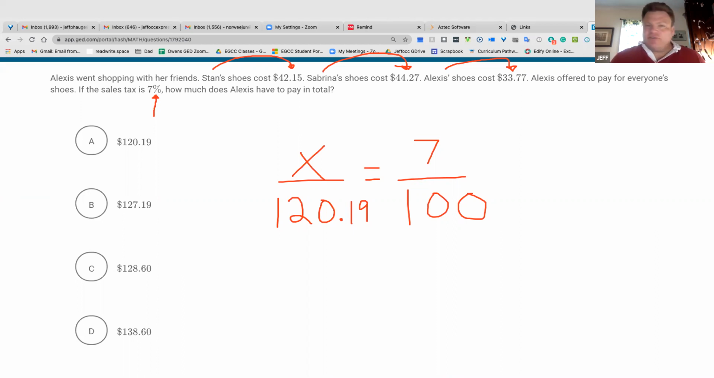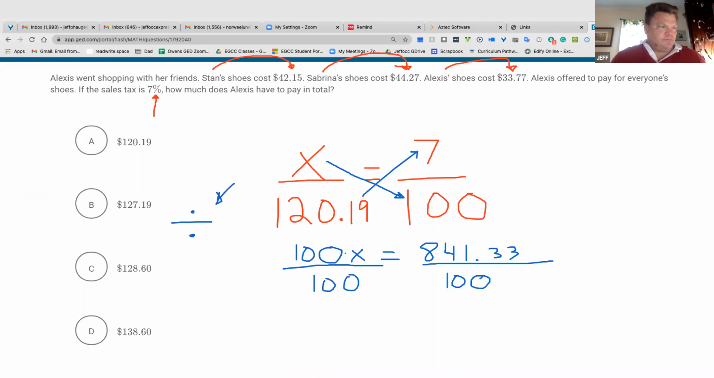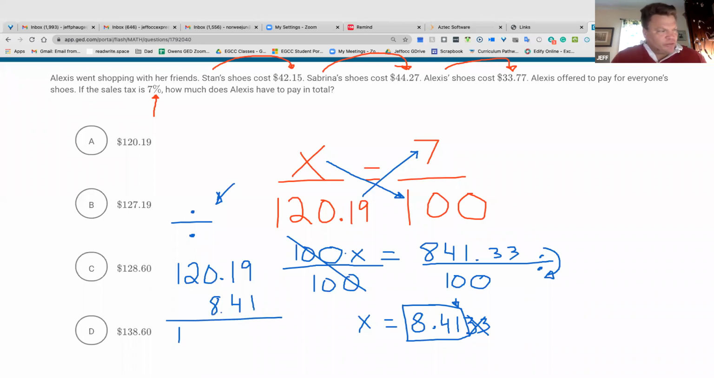Everything's slotted into place. Same 3 steps. Scotch tape. Multiply. Divide. That gave us our tax, and we add the tax to the price. We get this thing right. It's 100% absolutely right. I didn't typo anything. Sometimes I do. And the answer is C, and we got this.